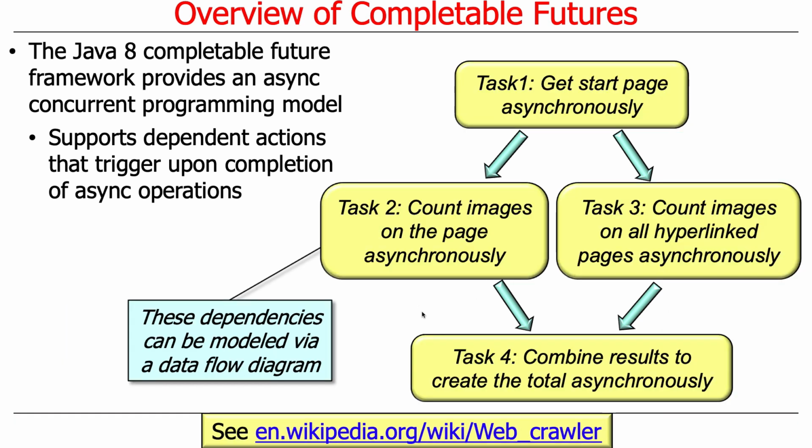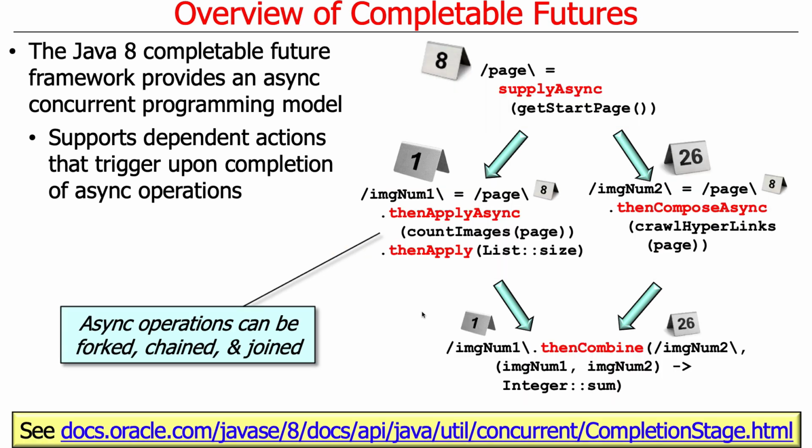So remember I said that we could then have dependent actions that trigger upon the completion of asynchronous operations. So the two things that are going to trigger on the completion of asynchronous operations are counting the images on the page asynchronously and counting the images on all hyperlink pages accessible from this page asynchronously. And that's what these two pieces of pseudocode are showing. So here, when this future 8 completes, this code will then run. And likewise, when this future completes, because it's the same completable future, this code will also trigger.